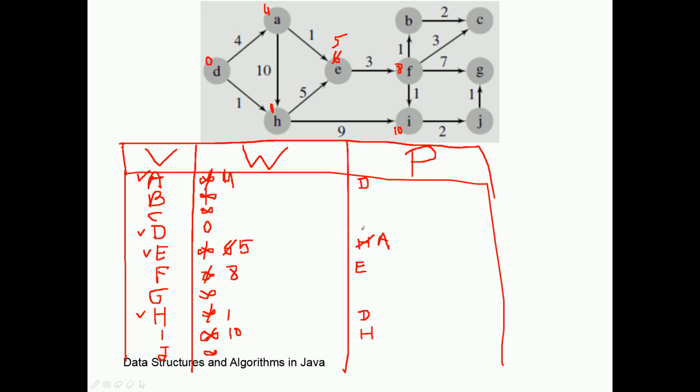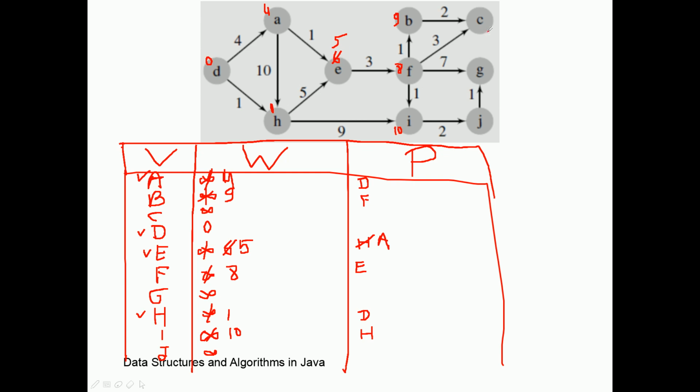Now what are the remaining ones? I have F and I. The smallest is F, so I'm going to check from F. From F, where can I go? To B, C, and I. So if I go from F to B, it will cost me 8 plus 1, that's 9. So B is going to be 9, coming from F.